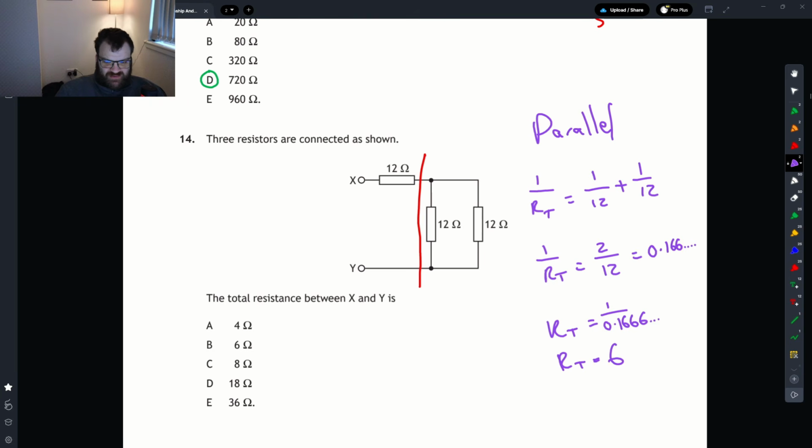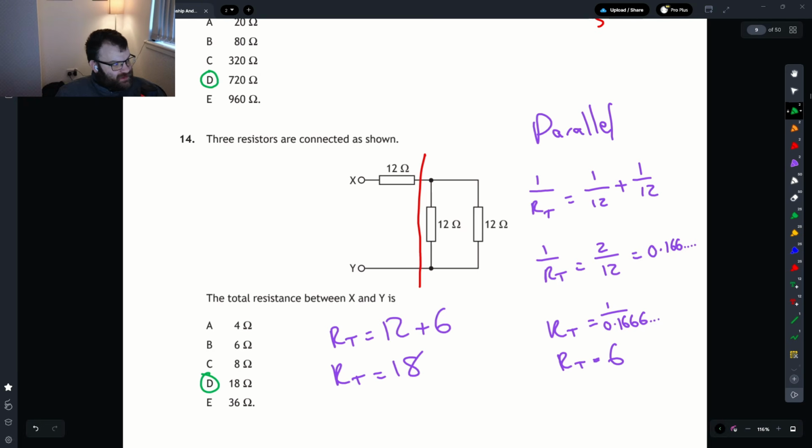We then have to get the total. To get the total for the whole circuit, we have to do 12 from the original one plus that 6 that's in the parallel section. That's going to give you 18. Matches D. That's your answer there.